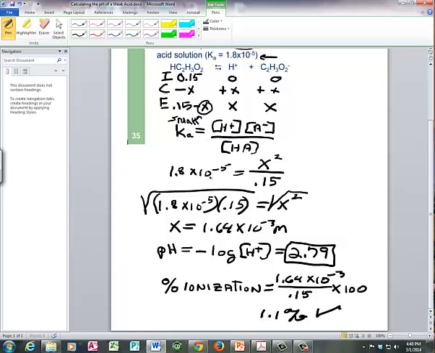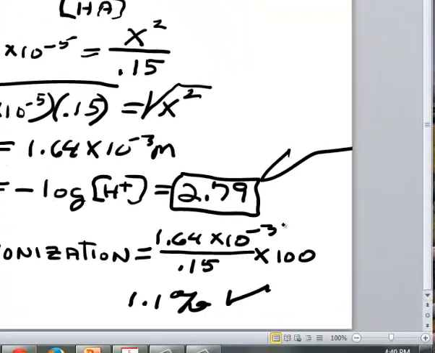Which is far less than the 5% rule that I have for assuming that the x relative to the initial concentration is small. Always perform this. Make sure that your assumption is a valid assumption. And there is our pH.